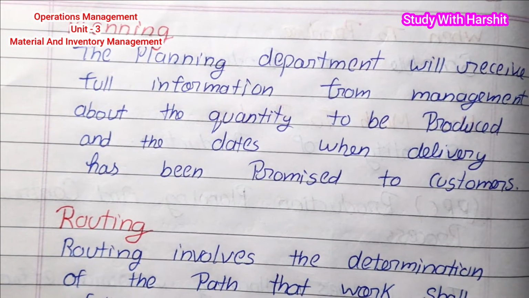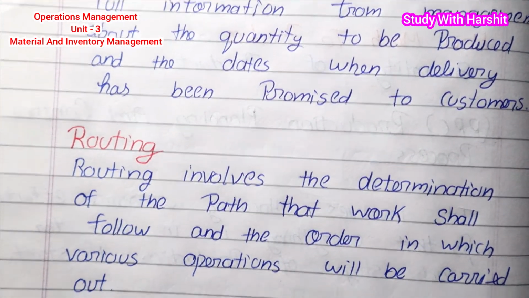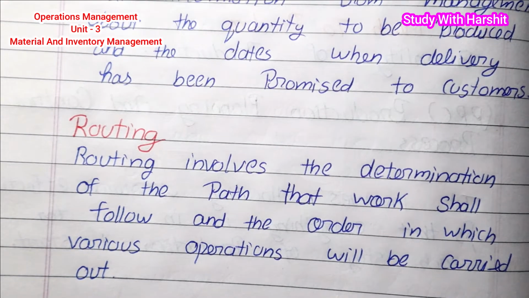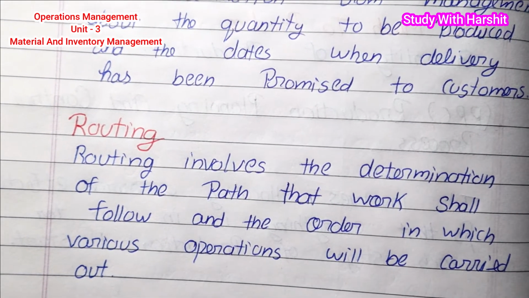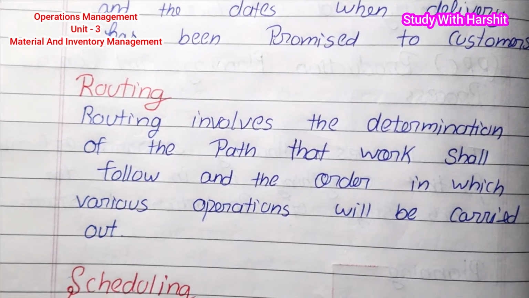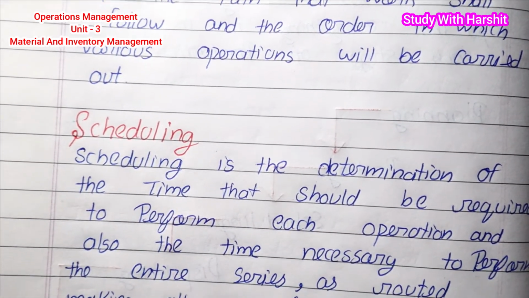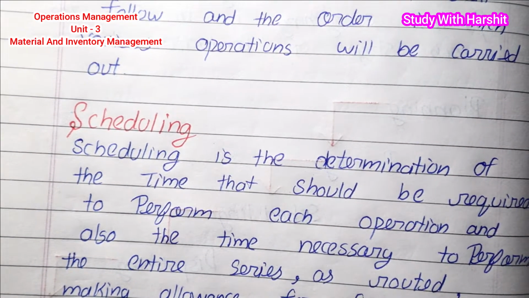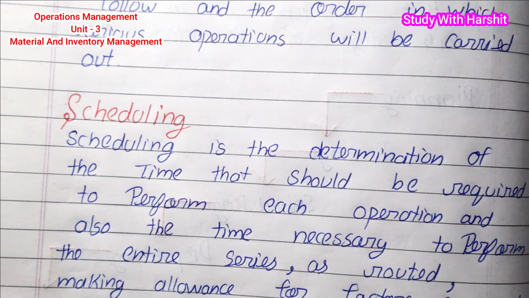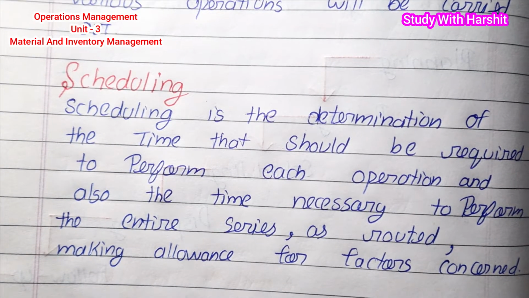Routing. Routing involves the determination of the path that work shall follow and the order in which various operations will be carried out. Scheduling. Scheduling is the determination of the time that should be required to perform each operation and also the time necessary to perform the entire series as routed, making allowance for factors concerned.